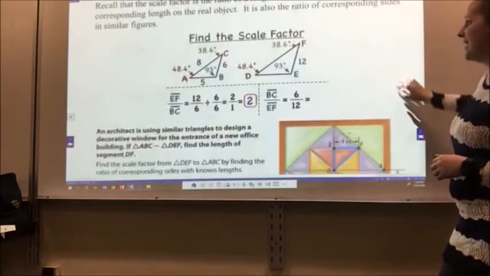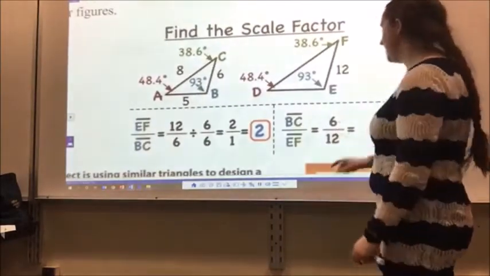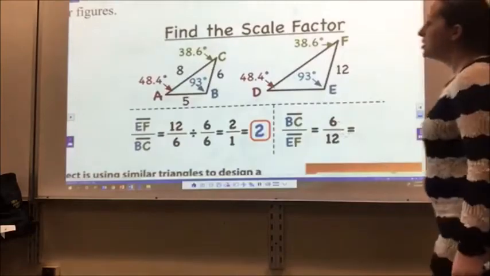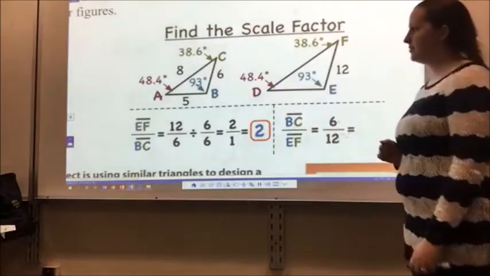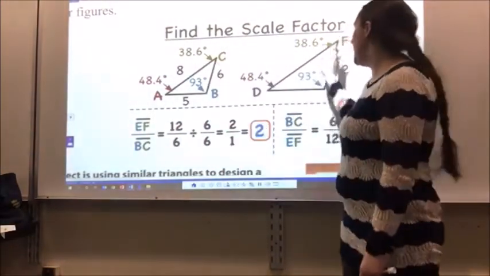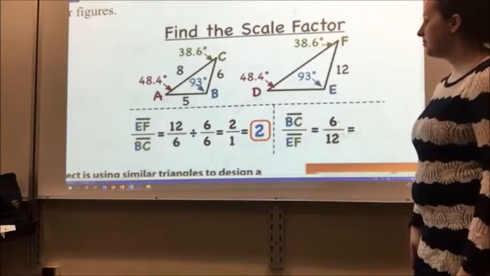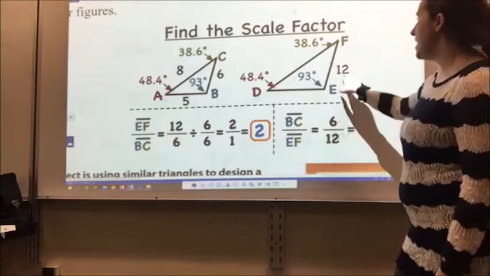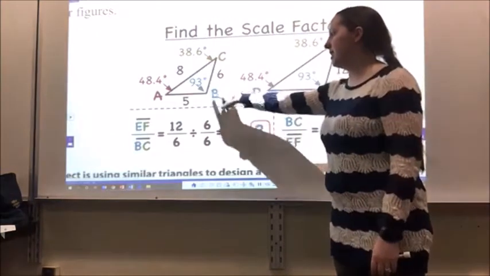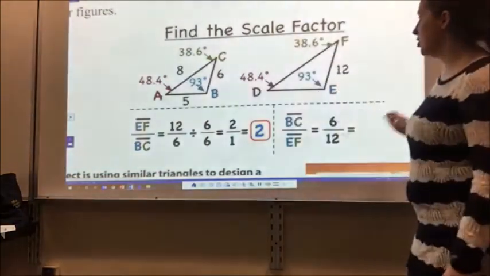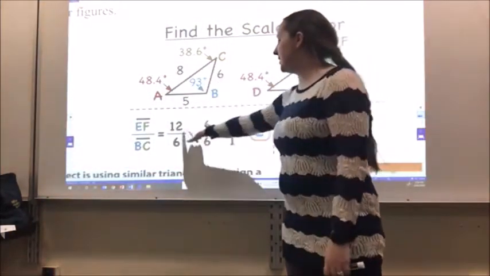So if I wanted to find the scale factor, I can take a look at my picture right here. Let's find the scale factor. I can see that these 2 triangles are similar to one another. They have the same angles, they're congruent angles. Then I picked 2 sides. In this case, EF was the only one I had one for. So EF over BC, because these are the ones that are similar to each other. EF was 12, BC was 6, so 12 over 6.